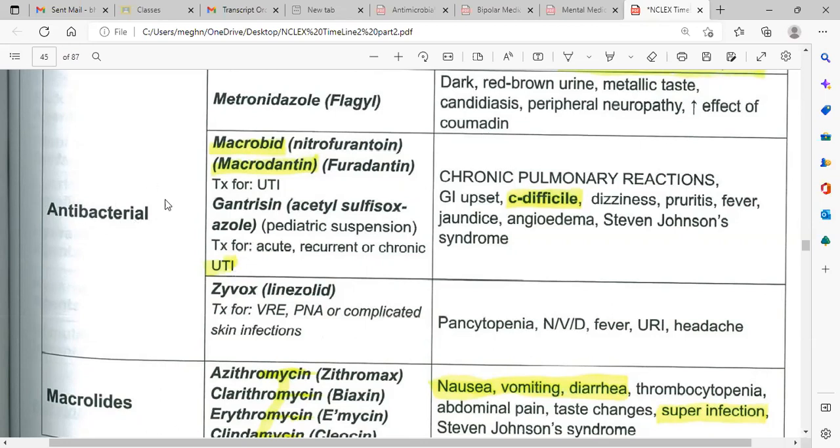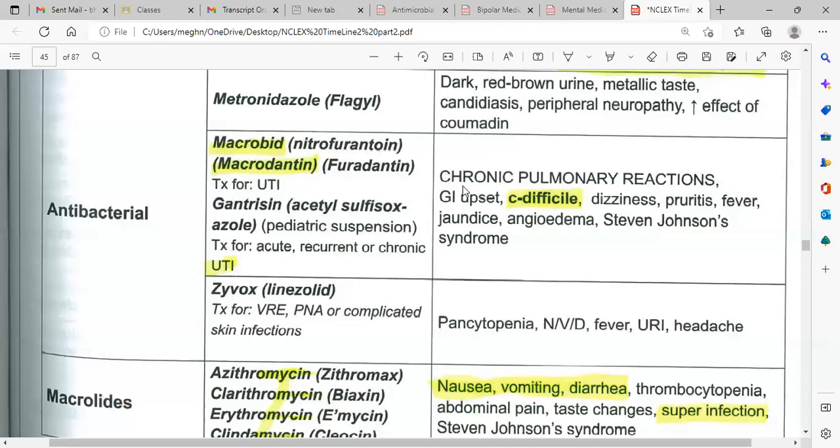Other antibacterials like Macrobid, nitrofurantoin, or Macrodantin. This Macrobid or nitrofurantoin we use for urinary tract infection. And sulfisoxazole, basically we use for pediatric suspension, treatment for acute and recurrent or chronic UTI.